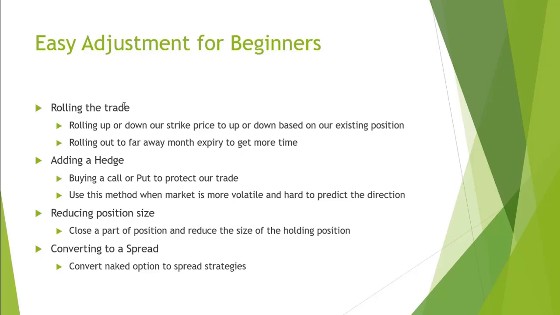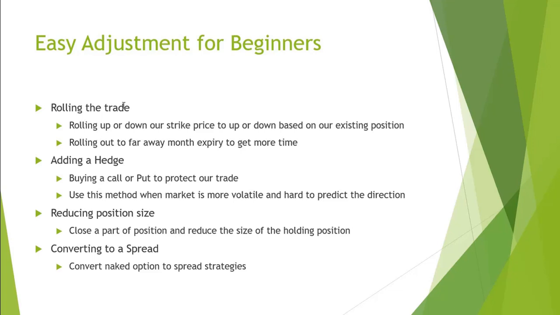The first strategy is rolling the trade, and the second one is adding a hedge. Adding a hedge is buying a call or put option to protect our trade. For example, if you have entered a short call option, we buy a call option on the higher side so that if the market moves against us, the bought call option will save us.